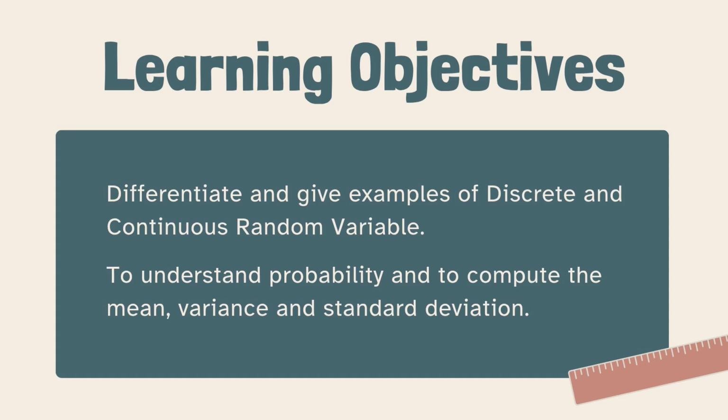So we have learning objectives. We have two learning objectives. The first one is to differentiate and give examples of discrete and continuous random variable, and to be able to understand probability and to compute the mean, variance, and standard deviation.